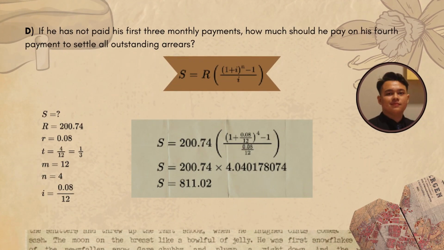So for the next question, D, if he has not paid his first 3 monthly payments, how much should he pay on his first payment to settle all outstanding arrears? So for this question, I will use the formula S equal to R [(1 + i)^n - 1] over i. R we have 200.74, r equal to 0.08, t equal to 1 over 3, m equal to 12, n equal to 4, and i equal to 0.08 over 12. So the answer will be S equal to 811.02.